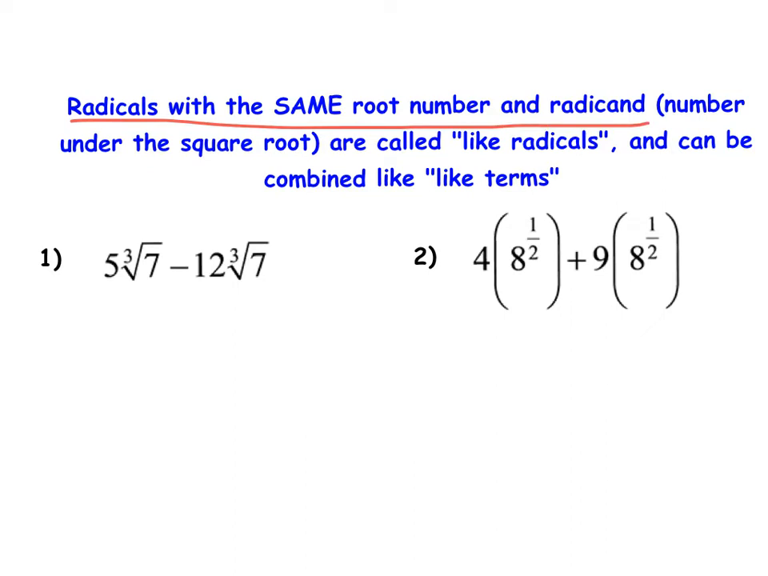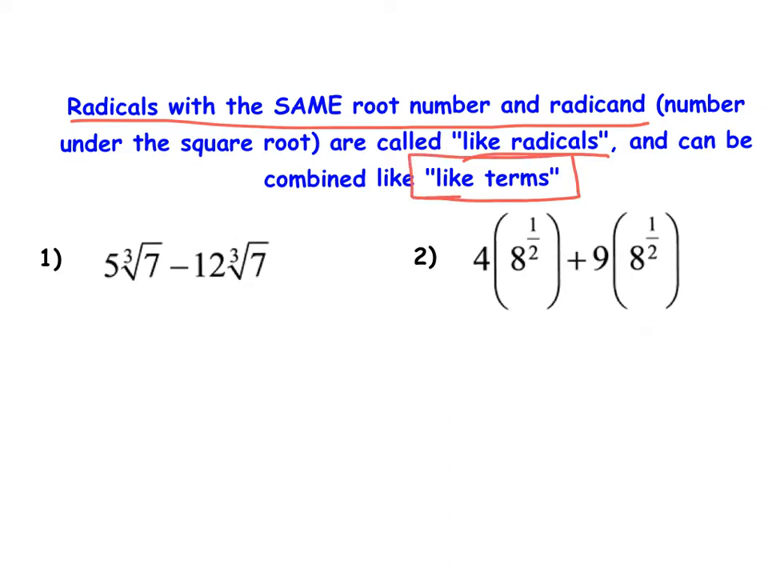are considered like radicals. So what I mean by that is radicals that contain the same number outside of the root, or the same index, and the same number underneath the root. Those are considered like radicals. So notice for this example that this one contains both a 3 in the index of the root and then it contains a 7 underneath the root. And that tells us that these are like radicals and they can be combined like we would like terms.